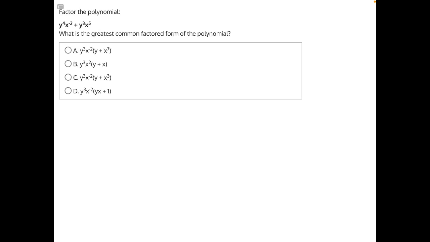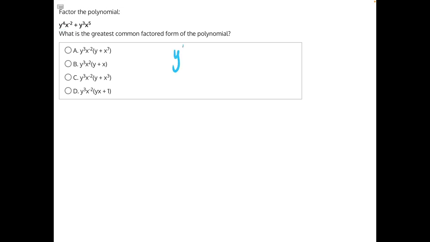Factor the polynomial. What is the greatest common factored form of the polynomial? To solve this question, we're going to need to pull out the greatest common factor for each variable. So the greatest common factor for our y's and the greatest common factor for our x's. Let's start with our y's.